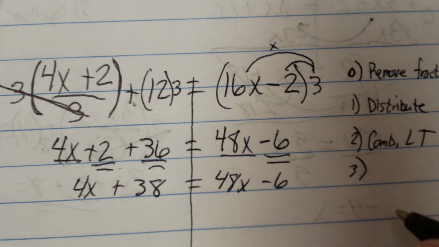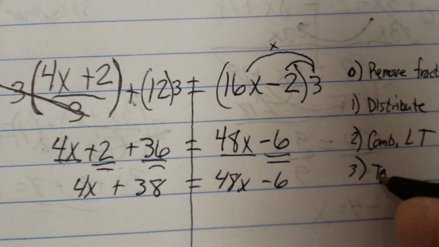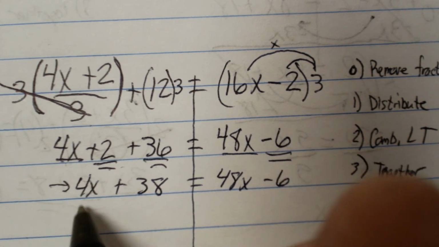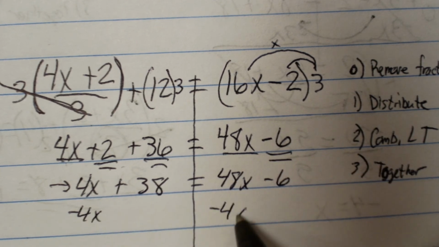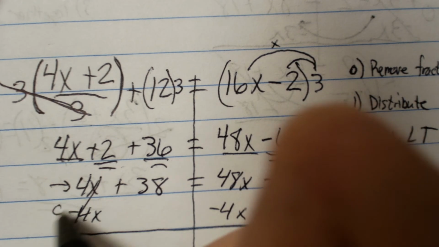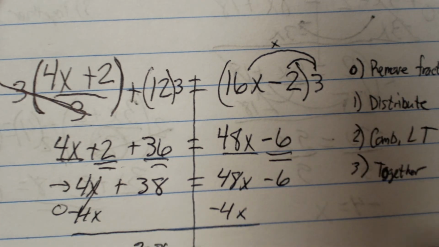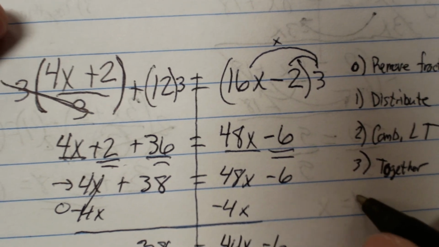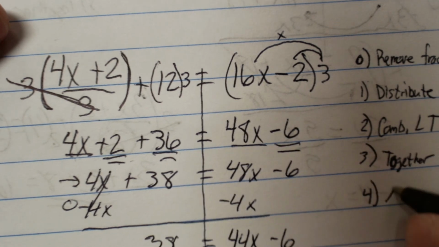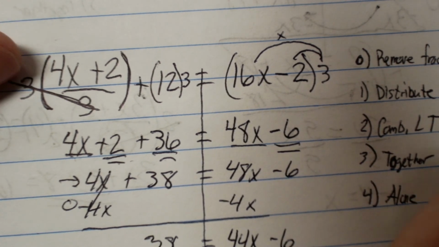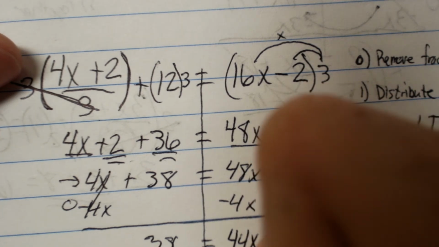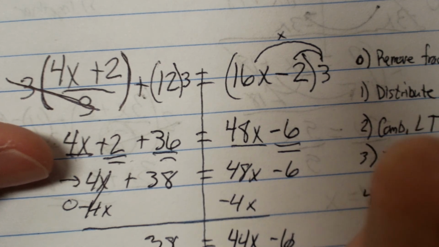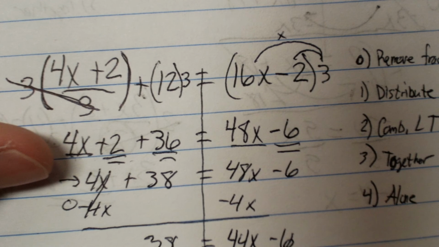Step 3, I'm going to get my variables together. So I'm going to locate my smallest variable, and I'm going to get rid of it. If it equals 0, bring down my 38. You get 44x minus 6. And then step 4 is get my variable alone. So I'm going to add 6 on both sides. Make that equal 0. That gets my variable of 44x by itself.